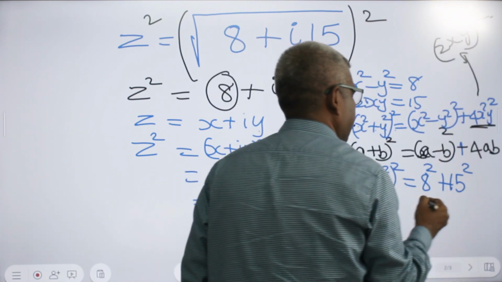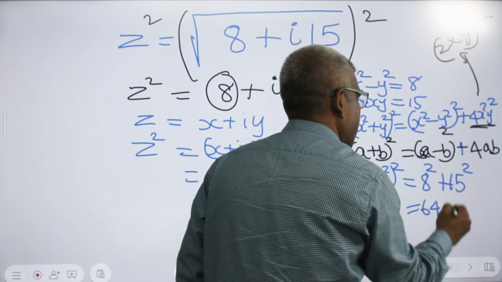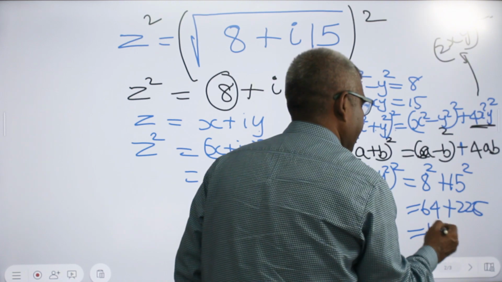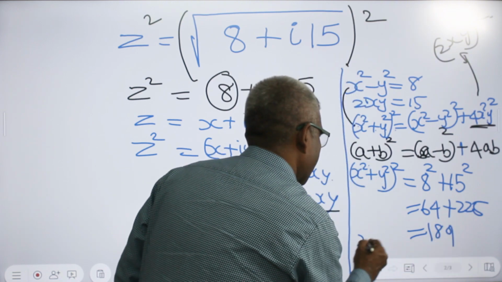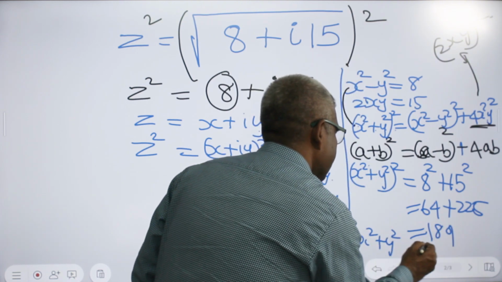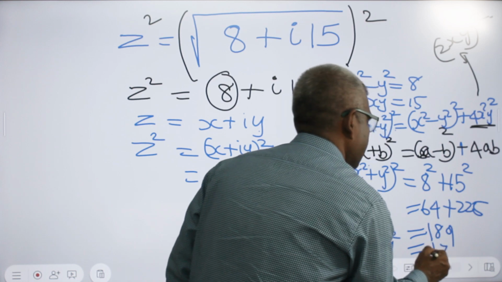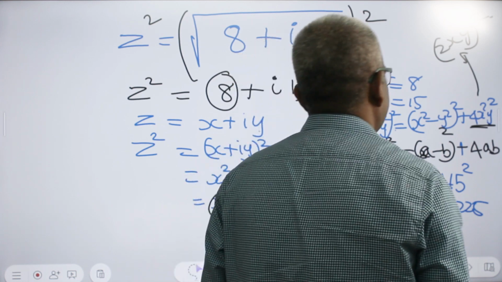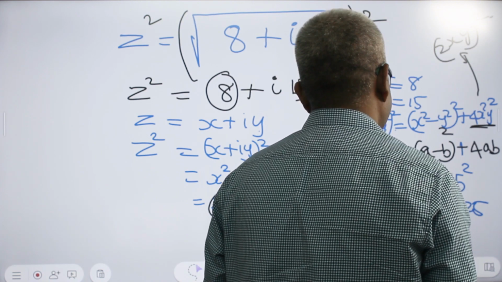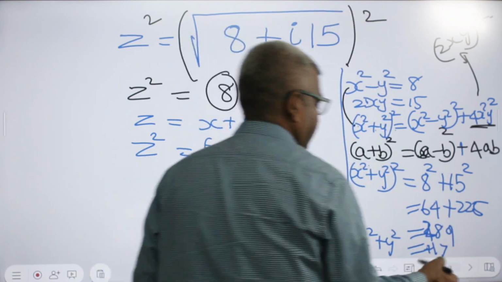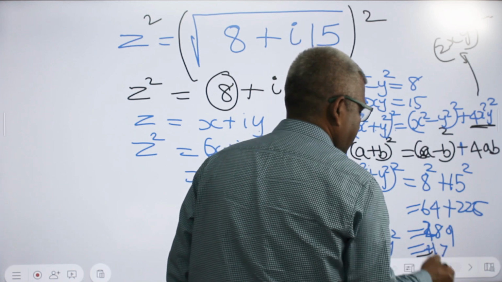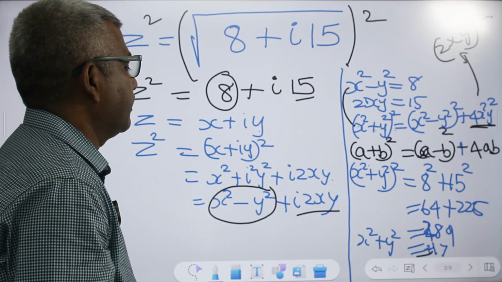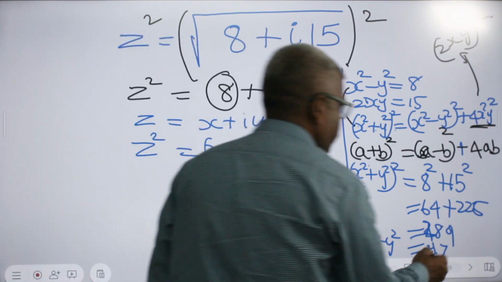That is 15 squared. 64 plus 225 is 289. So x squared plus y squared is the square root of 289, which is 17. Yes, it is plus or minus 17, but x squared plus y squared is 17.